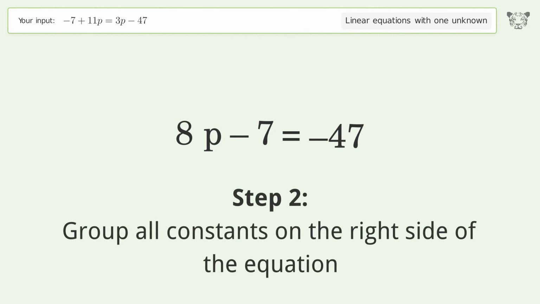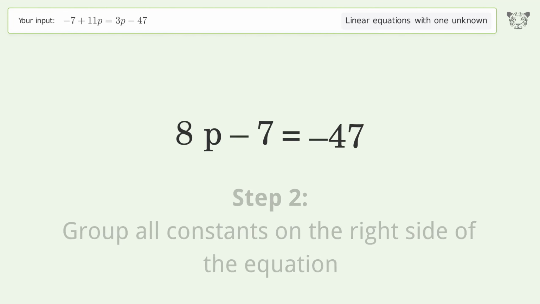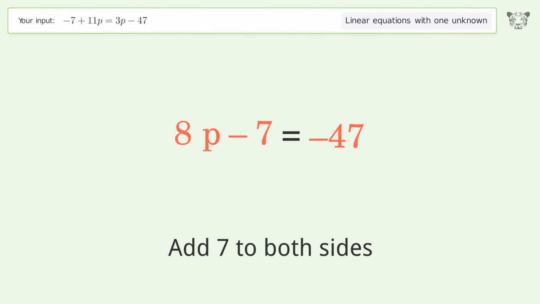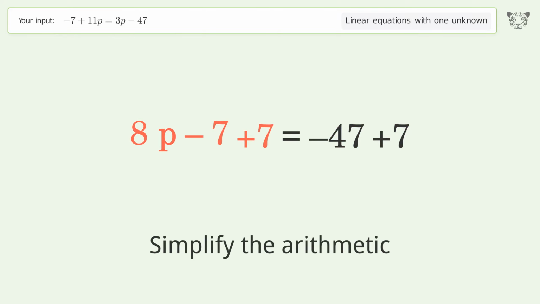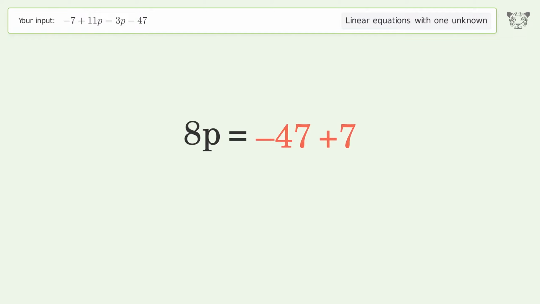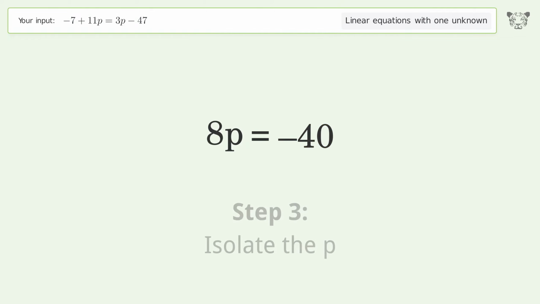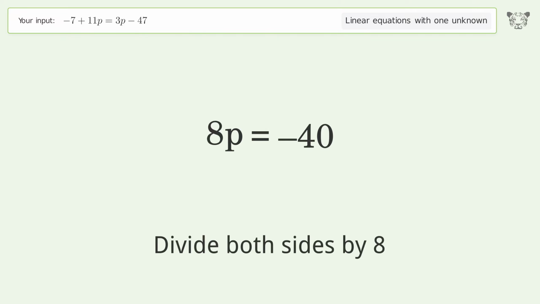Group all constants on the right side of the equation. Add 7 to both sides. Simplify the arithmetic. Isolate the p. Divide both sides by 8.